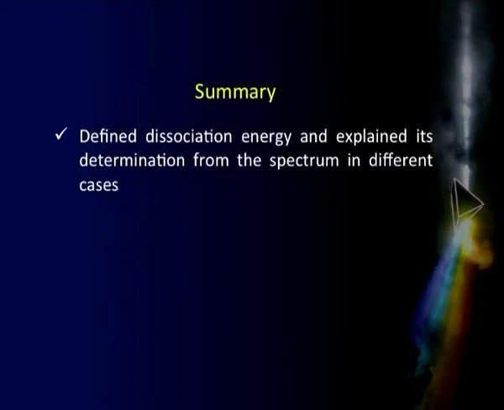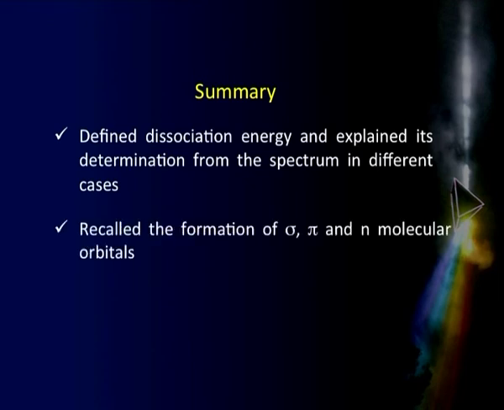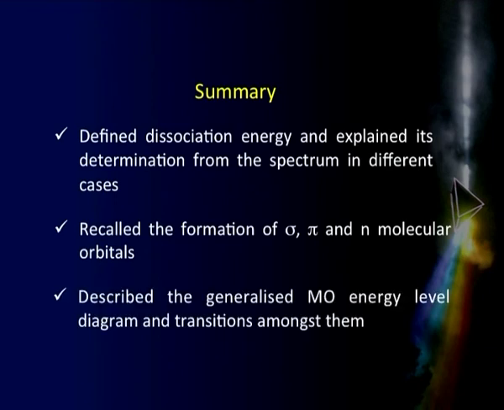Thereafter, we defined what we understand by dissociation energy and explained its determination from the spectrum in different cases, depending on the internuclear distances between the ground state and the excited state. Thereafter, we recalled the formation of sigma, pi and non-bonding molecular orbitals, and with that we generalized the molecular orbital energy level diagram and showed the possible transitions, and which of those are typically observed in an electronic spectrum of a molecule.